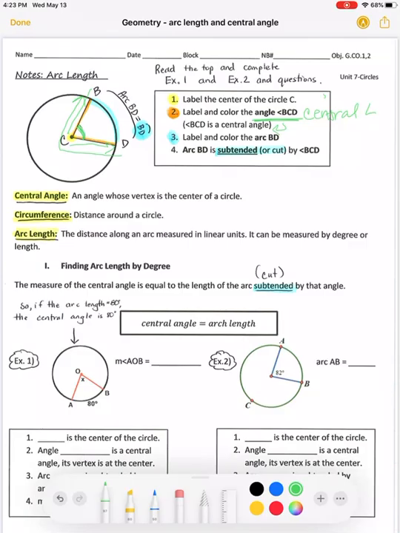Then it says label and color the arc BD. And it shows you the arc is sort of the edge of that piece of cake right there.